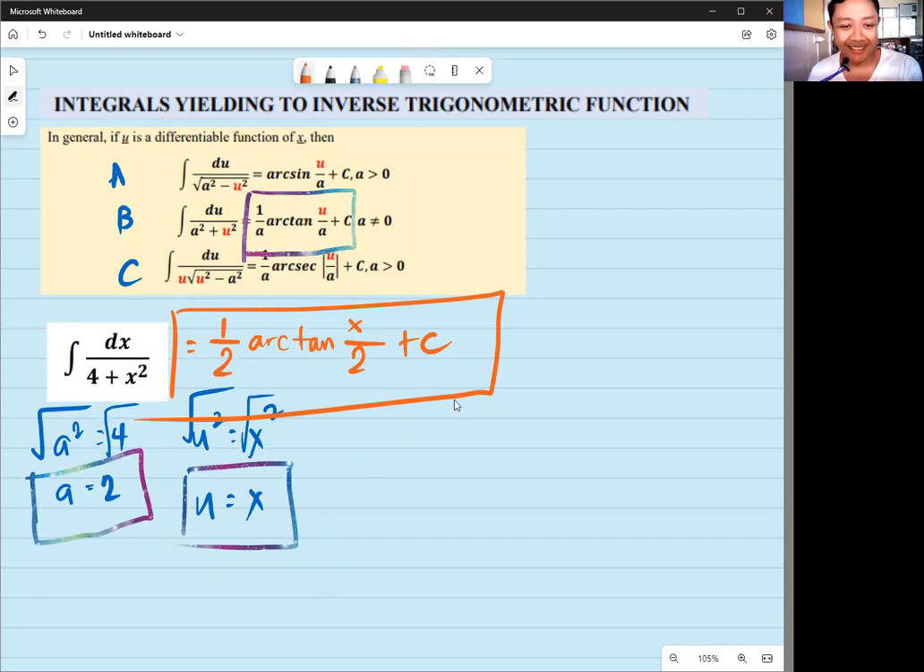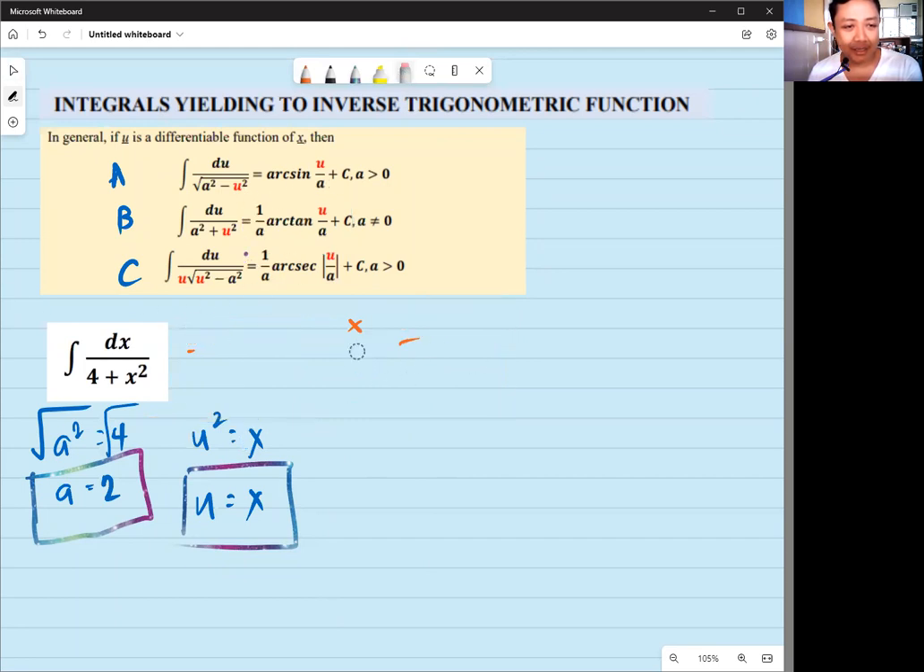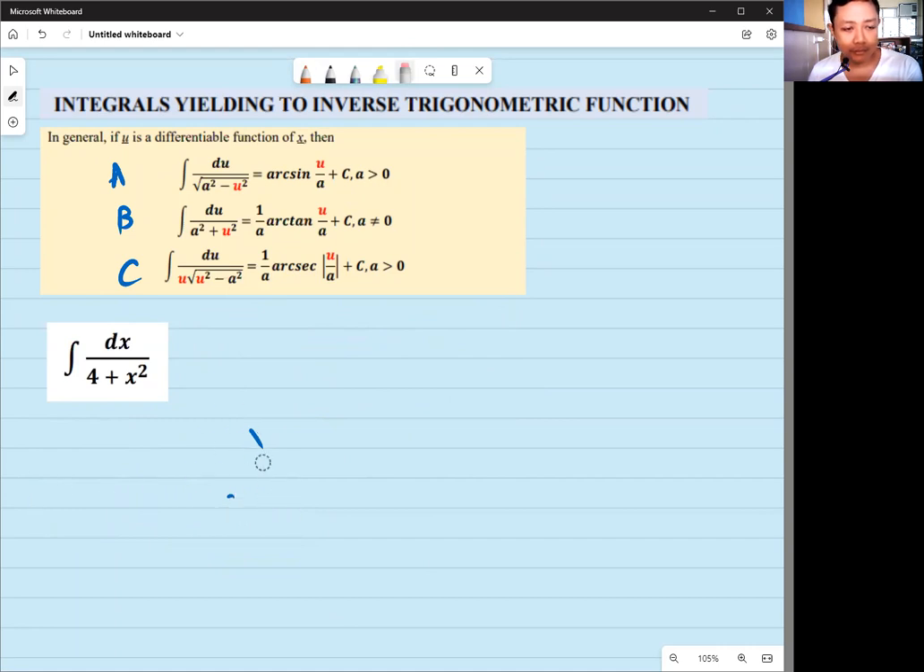Okay, very good. Let me erase this. Okay, so next is this. Let's have this example.